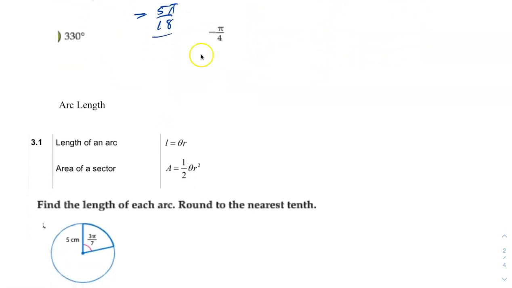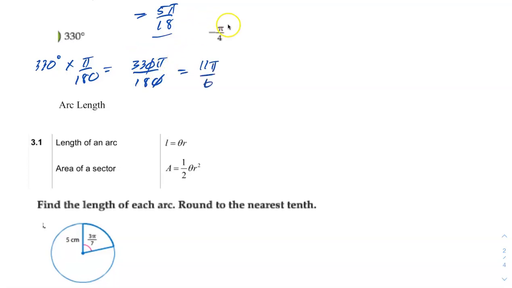Over here, same idea. I want to convert 330 to radian measure. So I think of it this way: I don't have a pi and I want a pi. So I multiply by pi over 180. So you get 330 pi over 180. If you want to reduce, it does divide by 3, so that'll be 11 pi over 6.